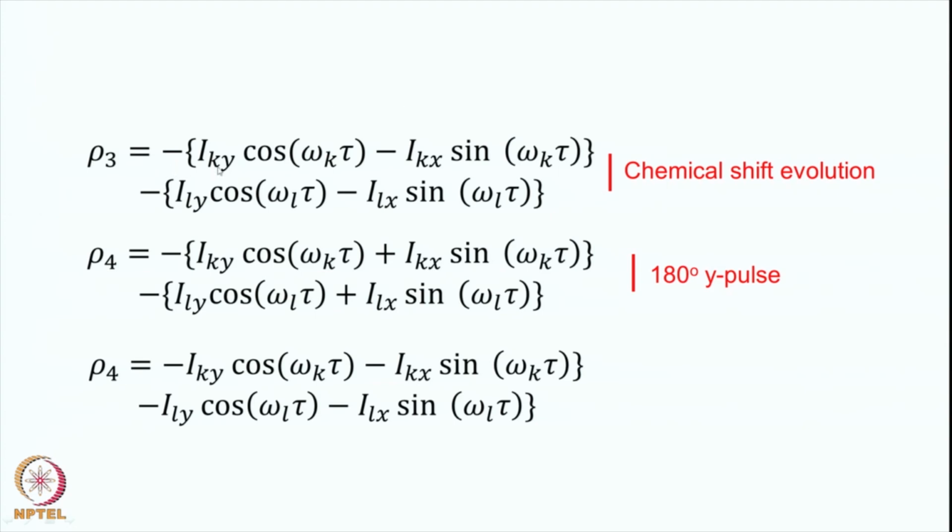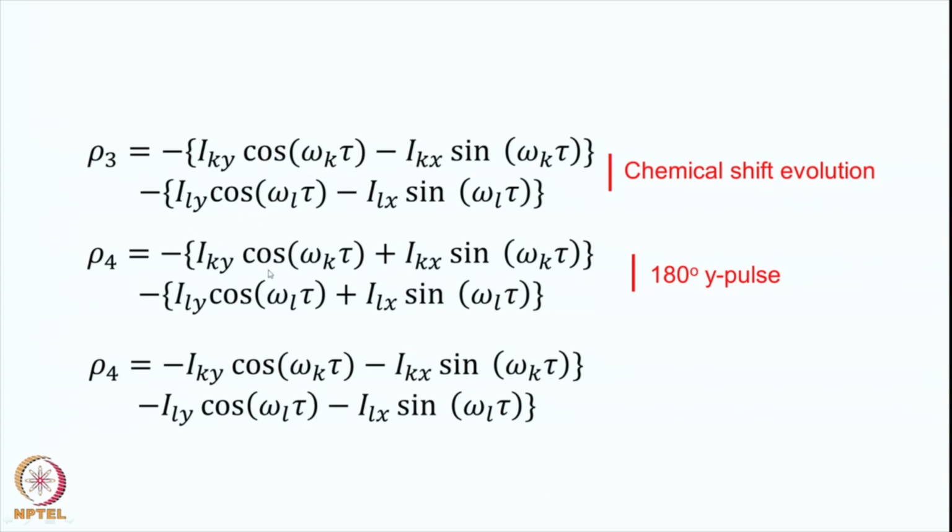Rho 3 is minus IKY cosine omega k tau minus IKX sin omega k tau, and then we have minus ILY cosine omega L tau minus ILX sin omega L tau. This was the result of chemical shift evolution from rho 2 to rho 3. The individual frequencies are omega k and omega L for the 2 spins.